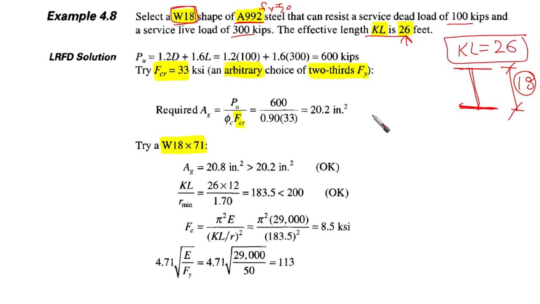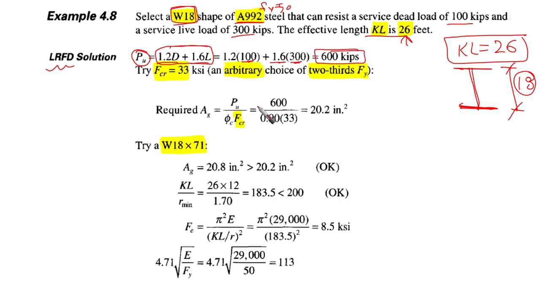Now we're going to use, as usual, LRFD and ASD. We want the ultimate applied load. It is, as we said, the load combination. It is going to be 1.2 dead plus 1.6 live, which is the critical load combination as long as there are no lateral loads like wind load or earthquakes. 1.2 times 100 dead plus 1.6 times the live load, which is 300. It gives us 600 kips.